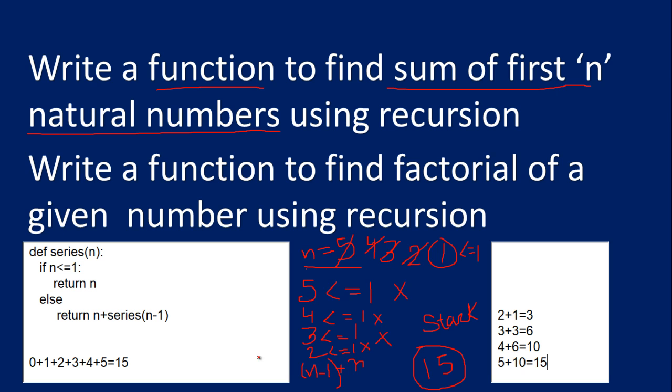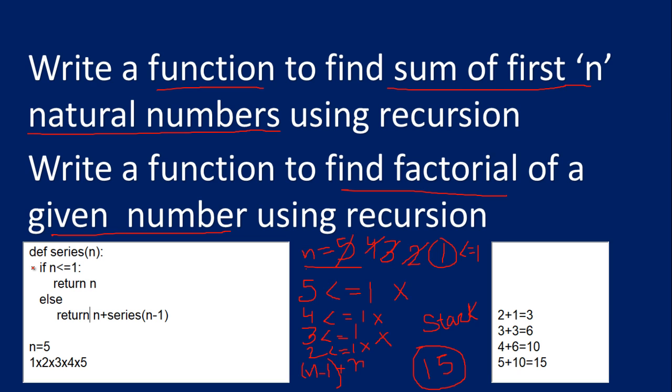Now we have to do one more question, that is a function to find the factorial of a given number. So we have to find the factorial of a given number using recursion. You know that when we do recursion, suppose the number whose factorial we want to find is 5. Then what will we do? 1 multiplied by 2 multiplied by 3 multiplied by 4 multiplied by 5. In this way we get the result.